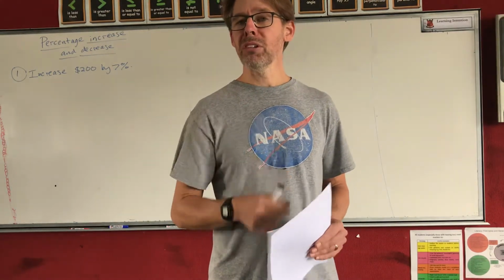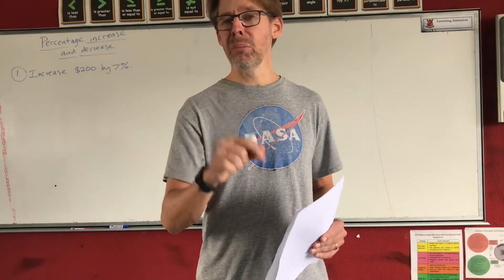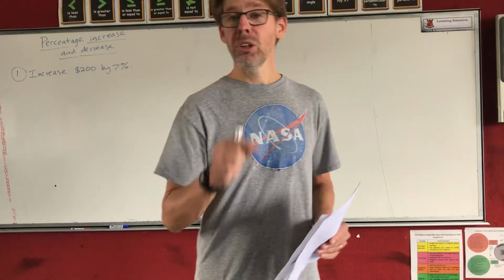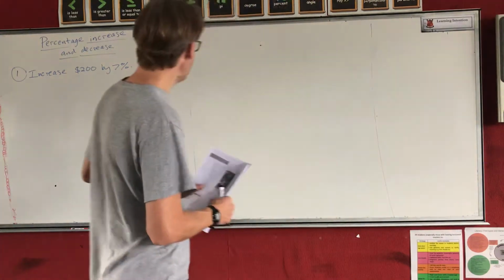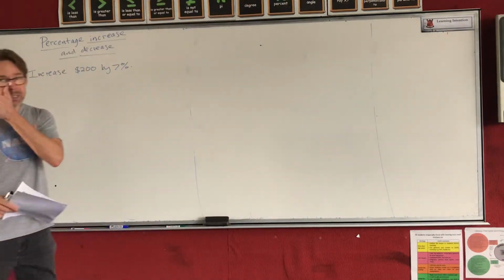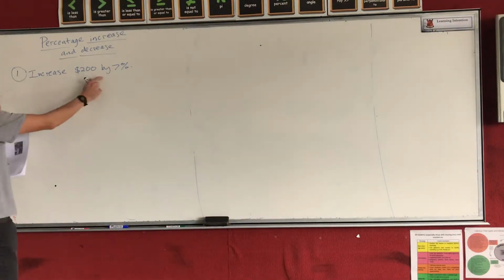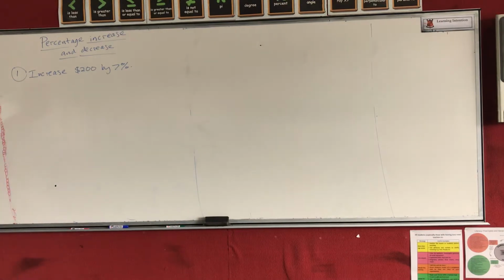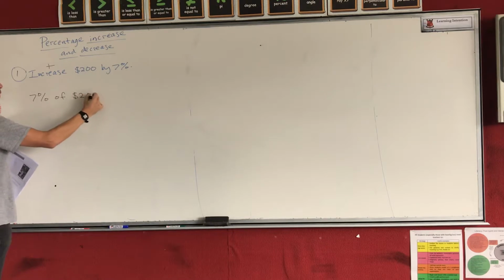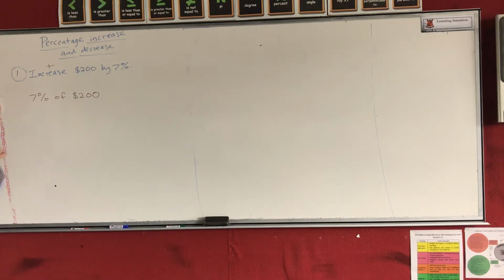We're going to look at questions like that, and we'll look at two different methods for calculating the answer. You will need your calculator for this, and I want you to copy down everything from the board. Our first question: we're going to increase $200 by 7%. Firstly, increase means add, it means plus. So first we're going to find 7% of $200.